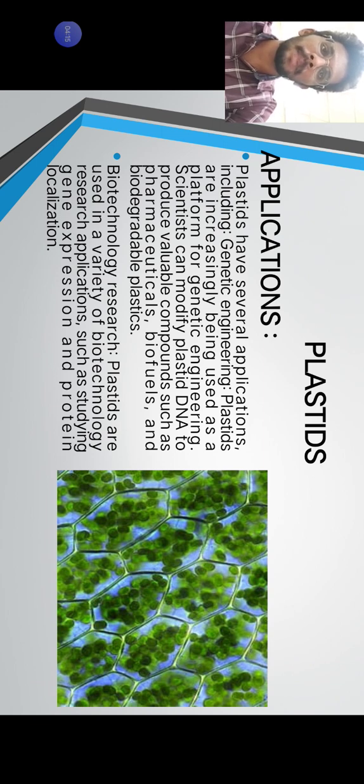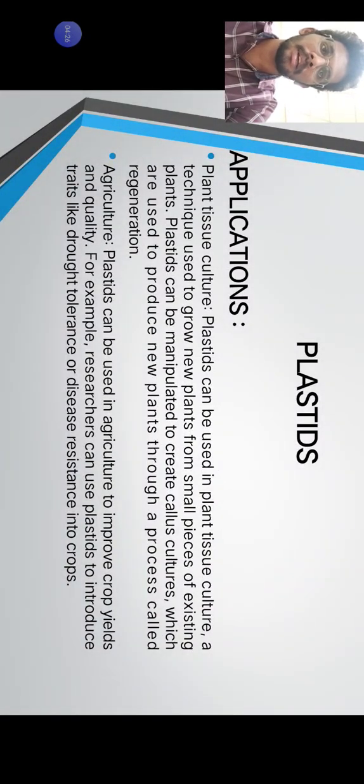Biotechnology research. Plastids are used in a variety of biotechnology research applications such as studying gene expression and protein localization. Plant tissue culture. Plastids can be used in plant tissue culture, a technique used to grow new plants from small pieces of existing plants. Plastids can be manipulated to create callus cultures, which are used to produce new plants through a process called regeneration.